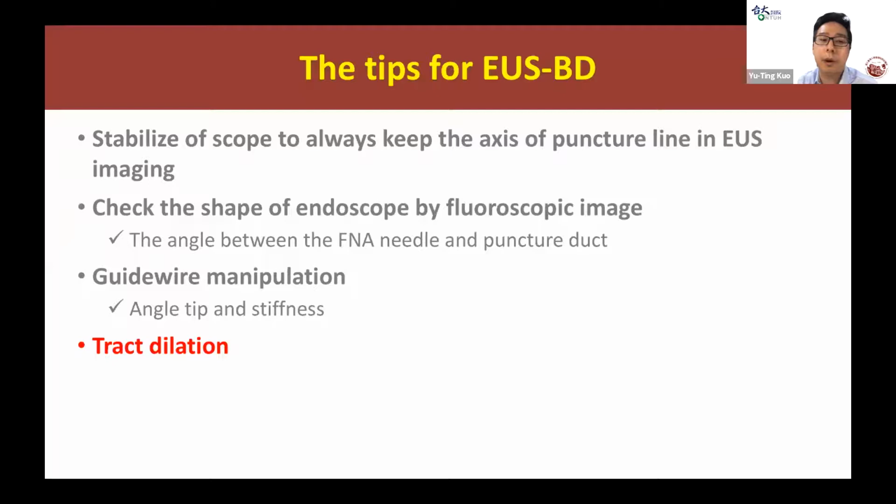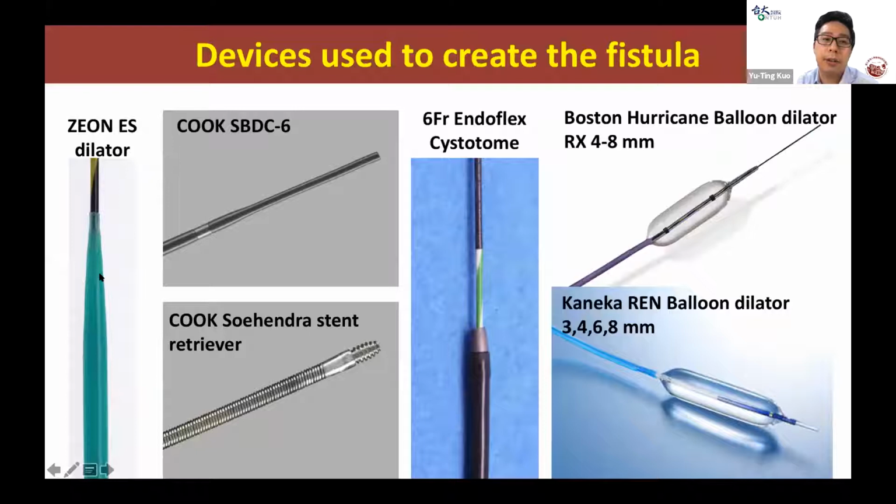And the fourth part, which is very important, is tract dilation. This is also a very important issue in Taiwan, because up to now in Taiwan we don't have a very good tract dilatation device. In Japan, they have the Zeon company ES dilator, or something like the Ren, which is a very useful dilatation device. Sometimes if you use a Cook or Soehendra, it is very difficult. So we hope very soon, by the end of this year or next year, we can have the license for the ES dilator approved so we can use it in Taiwan.